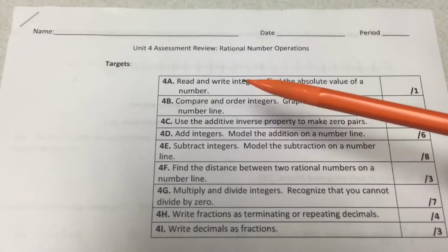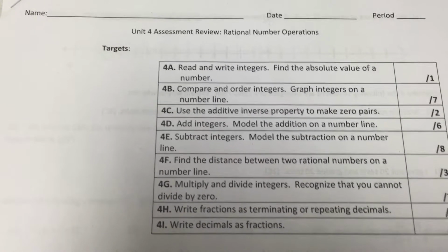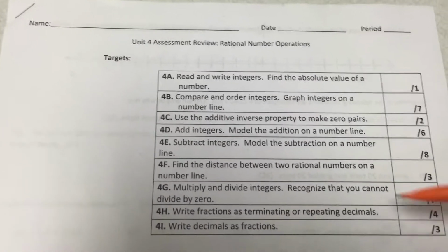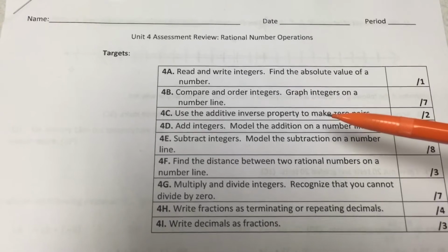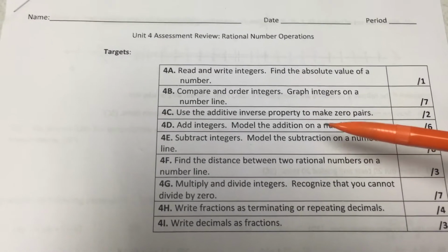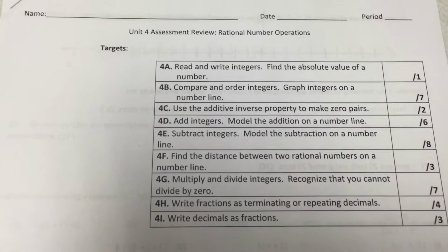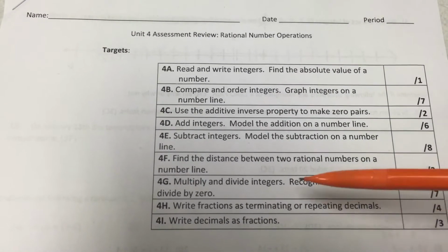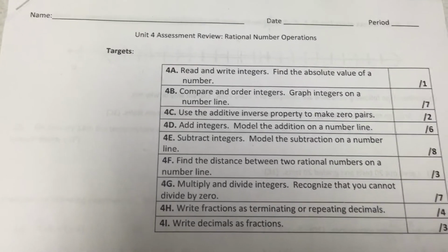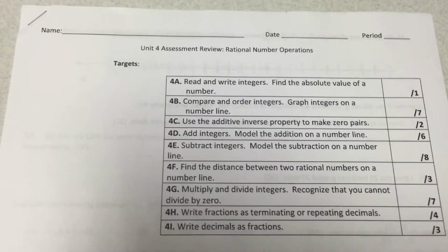We'll start with the targets. These are the targets that we're going to be looking at on this. Read and write integers, find absolute value, compare and order integers, use the additive inverse property to make zero pairs. We're going to be adding, subtracting with integers, finding distance between two rational numbers on a number line, multiply, divide with integers, and then we're going to do some fraction and decimal work.